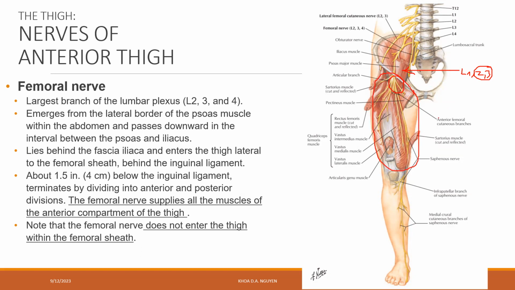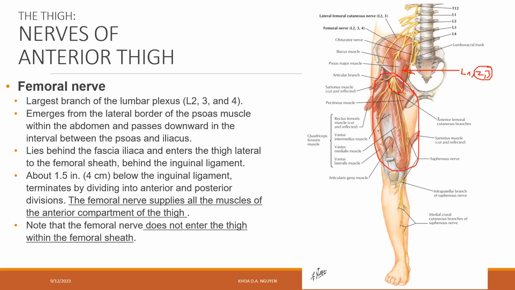Okay, that's it. All right, and femoral nerve, some side information is that it is the largest branch of the lumbar plexus. It's made up of L2, L3, and L4.